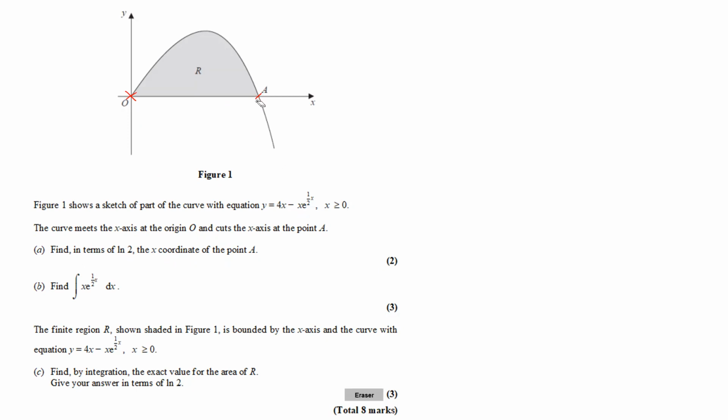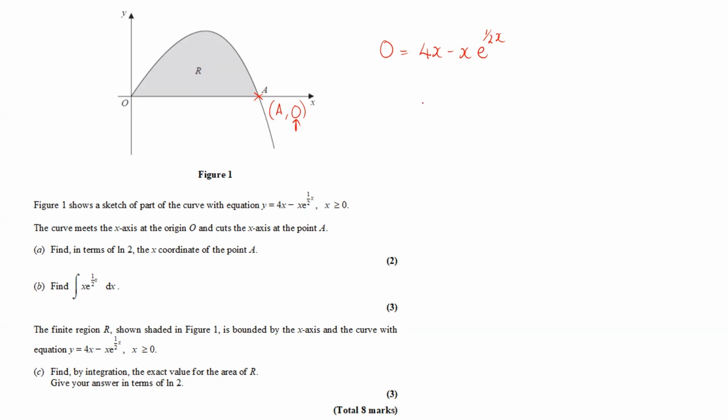So what's happening at the point A? On our graph, this would be a coordinate (A, 0). So y is equal to 0. So if we let y equal 0, 0 is equal to 4x minus x e to the half x.